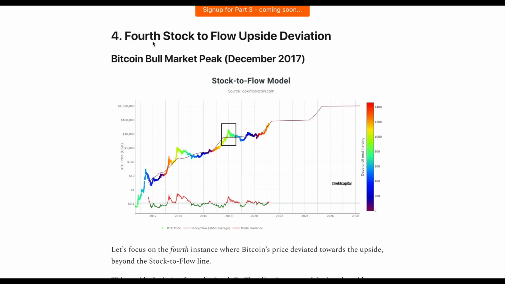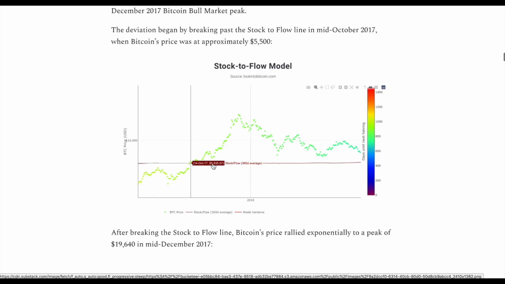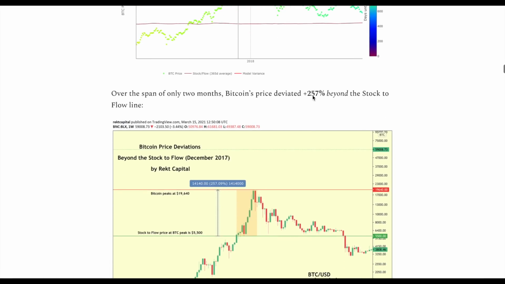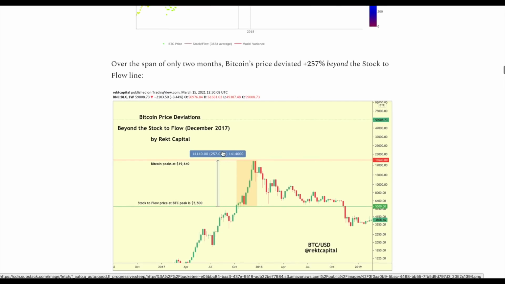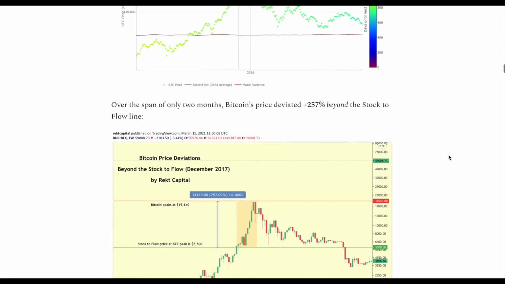So let's dive into stock to flow deviation number 4, which was the Bitcoin bull market peak in December 2017, right over here. Basically speaking, after breaking past the stock to flow line right over here, mid-October 2017 at $5,000, we saw Bitcoin deviate towards $20,000. How much of a deviation was that? It was a deviation of 257%. What a fantastic run-up. But still, compared to the previous upside deviations of 1,157%, 450%, I believe, and 550%, 250% is still a smaller deviation compared to what we've seen in the past. So we have to start thinking about, are these deviations getting smaller in magnitude? Is there a diminishing return in terms of when we breach the stock to flow line and then how much we deviate from it? That's something to really think about going forward.